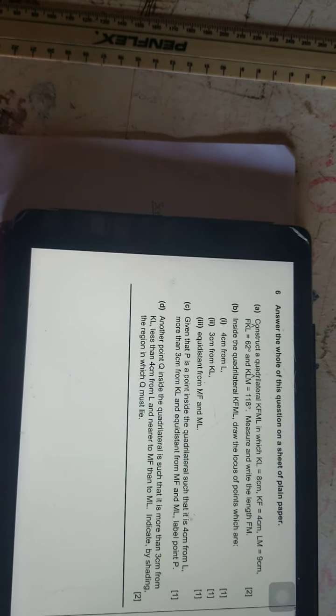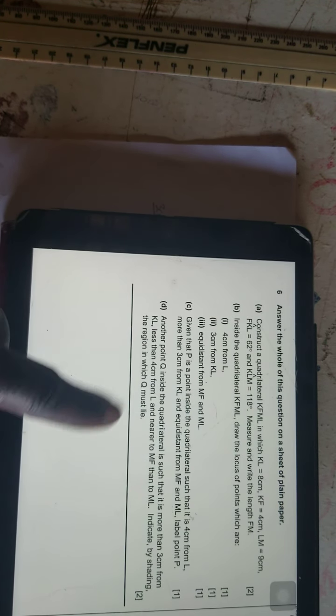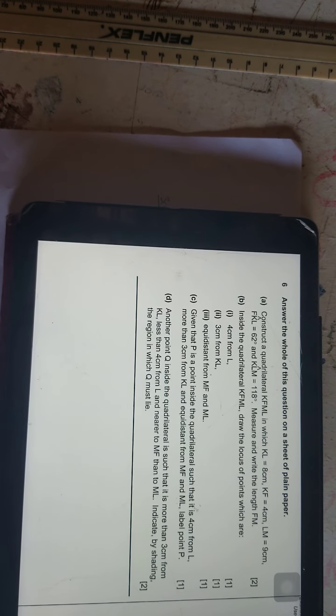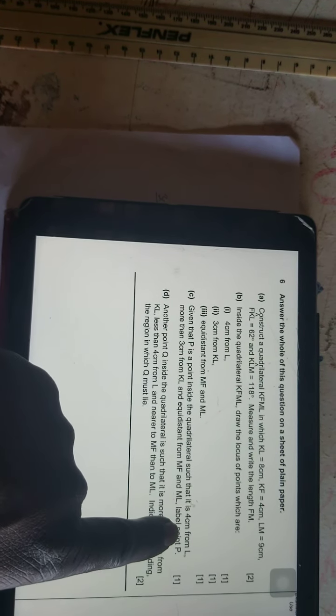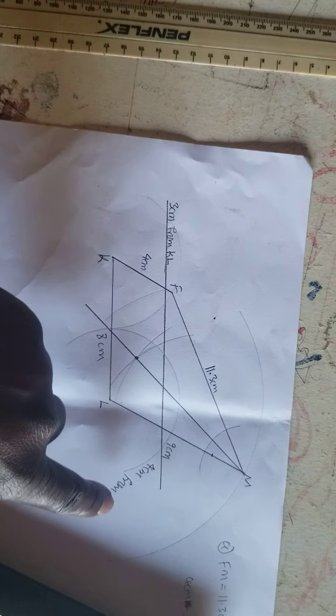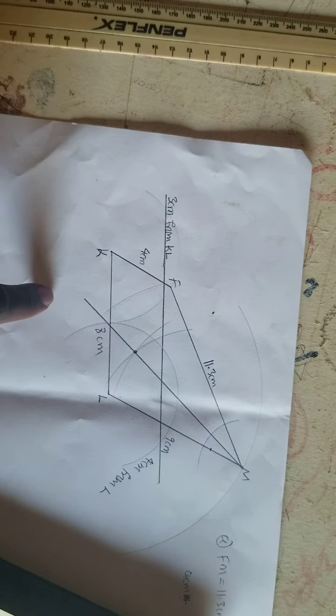Next it says, C, given that P is a point inside the quadrilateral such that it is 4 centimeters from L, more than 3 centimeters from KL, and equidistant from MF and ML, label the point P. It is inside the quadrilateral such that it is 4 centimeters from L. So it's 4 centimeters from L, which means the point is on the arc, the 4 centimeters from L.